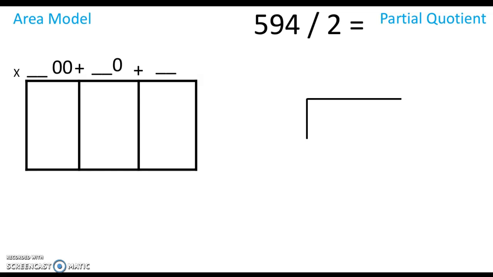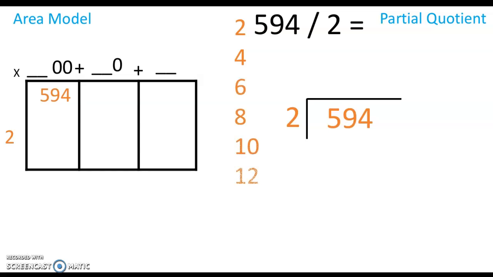If you're using an area model, you need to label your place values with your hundreds place, your tens place, and your ones place. Then we're going to put our 2 on the side, write our 594 on the inside, and have our multiplication chart handy, or just know our 2 times tables.